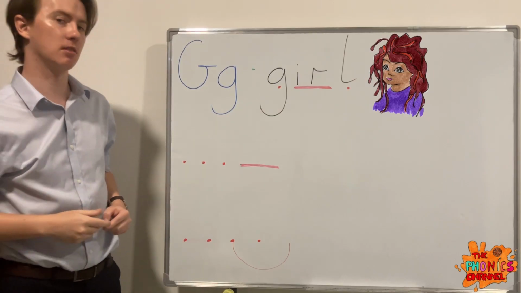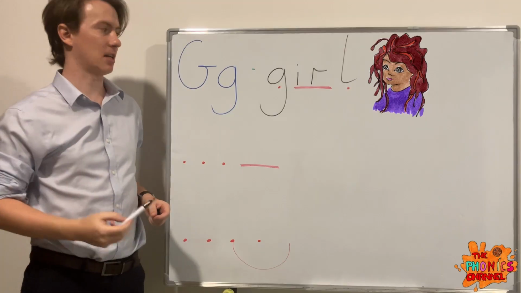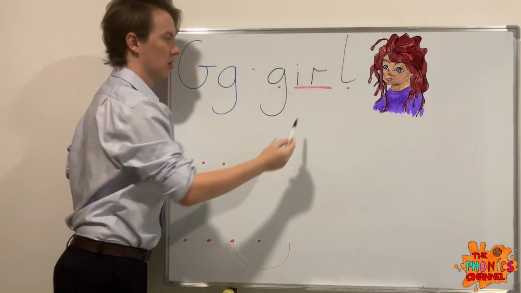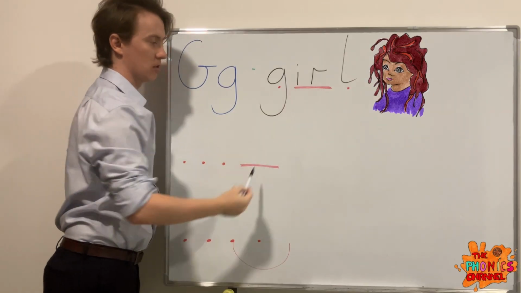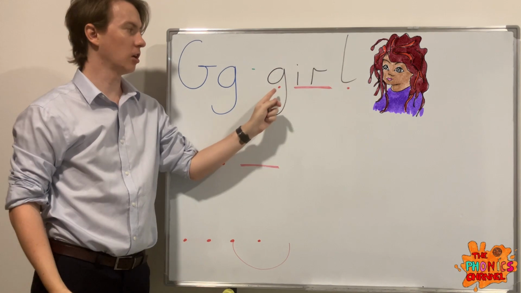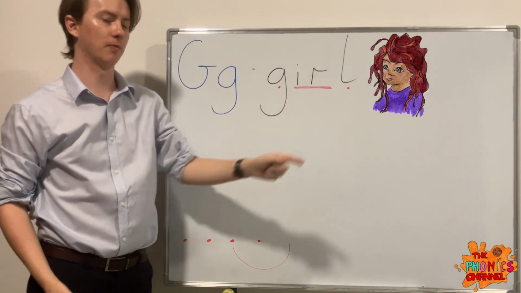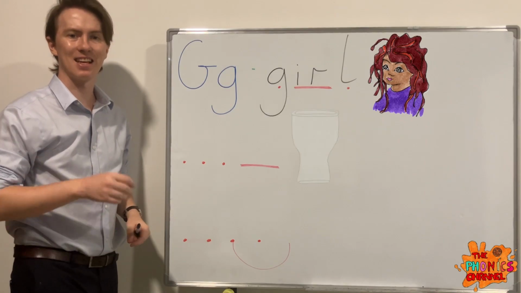How many letters does girl have? 1, 2, 3, 4. 4 letters. How many sounds? G, o. 3 sounds. 1, 2, 3. And we've got the 2-letter sound in the middle here. G, o, girl.